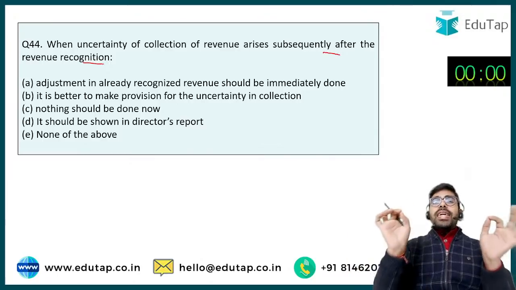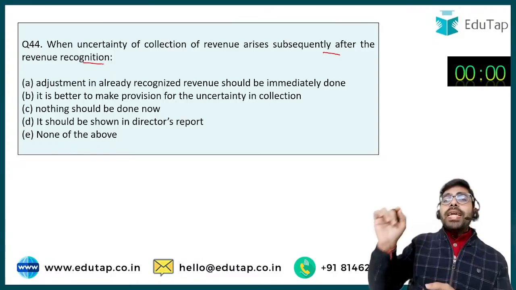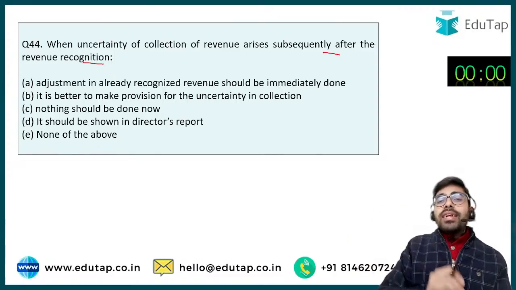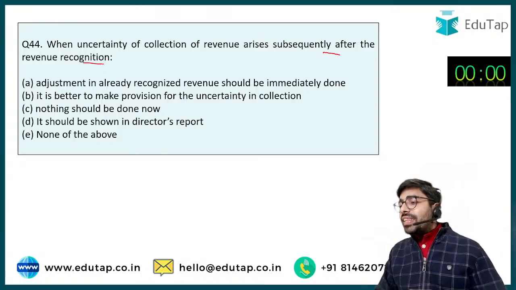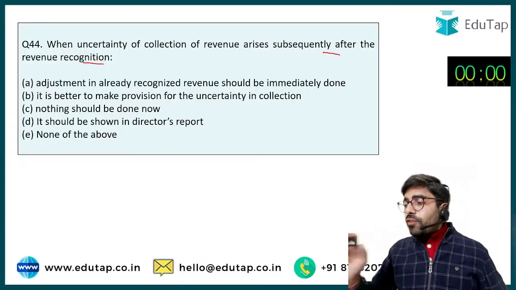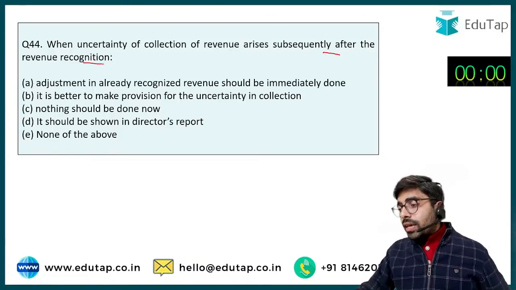There is uncertainty of the collection of the revenue. So Nattu Kaka, you should better make a provision for uncertainty in the collection. Most of you guys are saying option B, but some of you are also saying option number A.